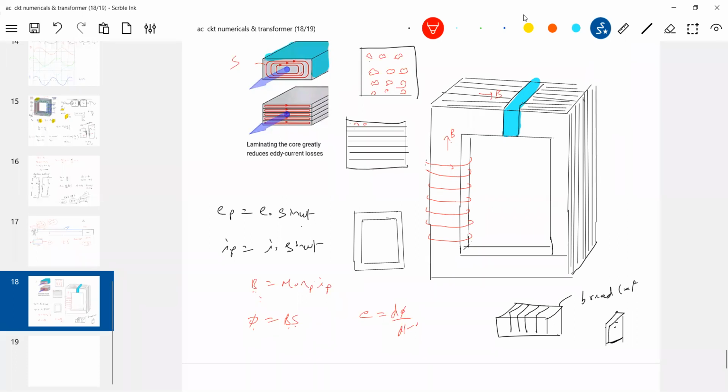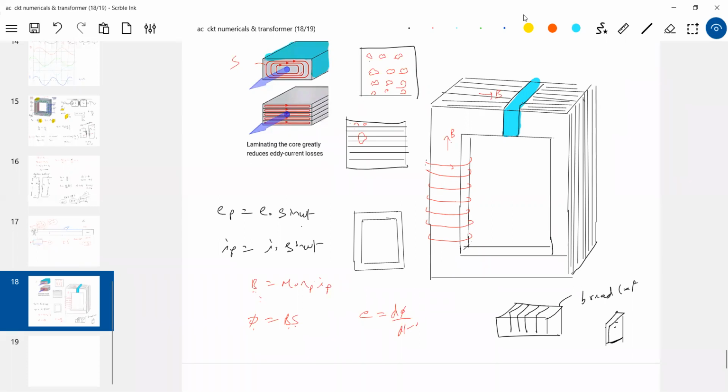Earlier, the eddy current wanted to flow like this. But here what happened? This black color line, what is it? It's a non-conducting substance which will not permit the eddy current to complete the loop. If it doesn't complete the loop, what happens? The heat generated will be minimized. The eddy currents will be minimized here.